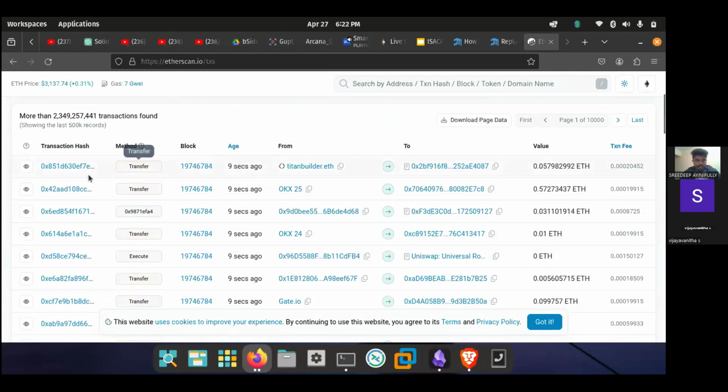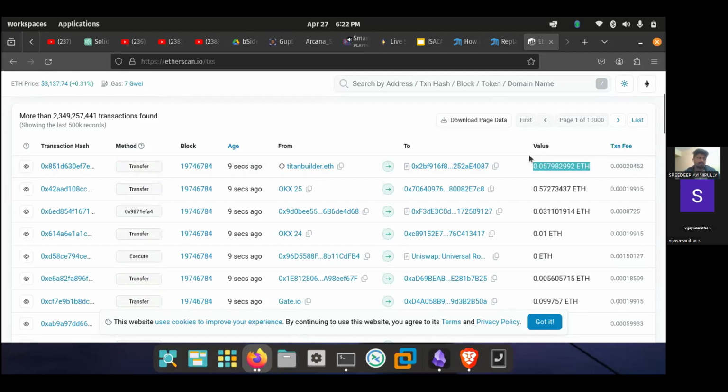9 seconds ago, there's a transaction from this guy to this guy, and a transaction hash will be generated. In the database side we have unity, right? Each transaction generates a hash for identifying it in future. So this guy has sent this much value of Ethereum to this guy. Okay, and the tax fee and all.